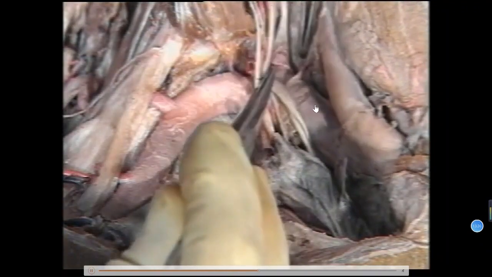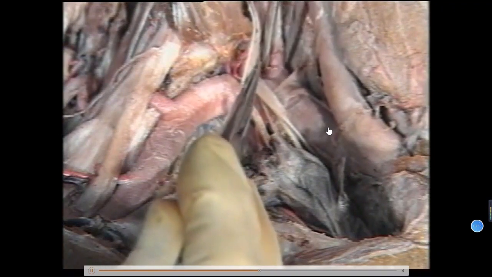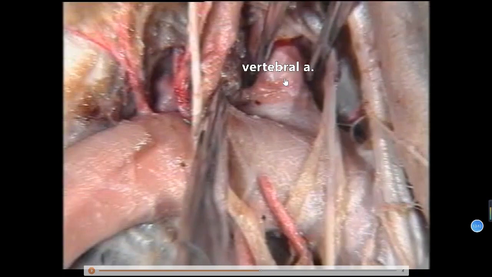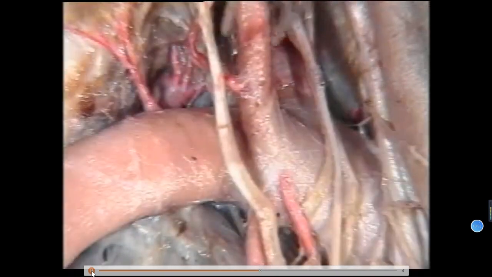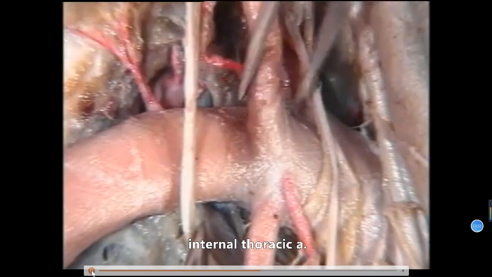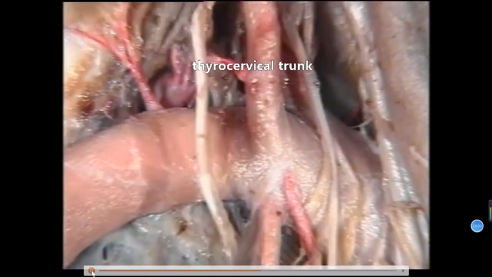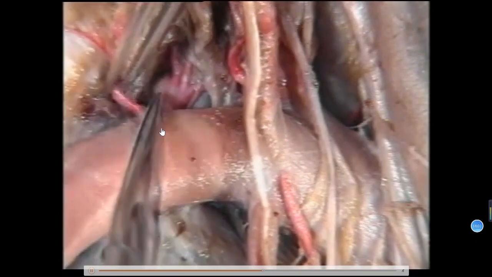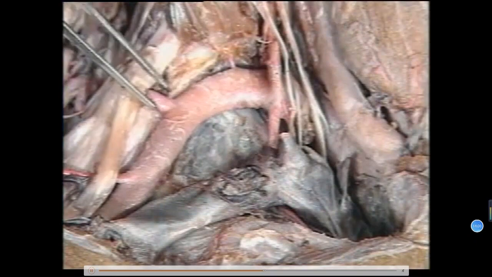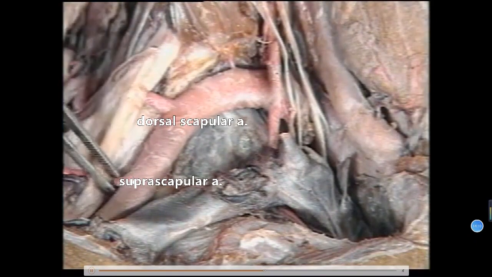Put it upward, then we will look for these branches of the subclavian artery. This branch, and this branch, one, two, three, they are branches from the first part. Now this is the vertebral artery, going to the brain. Internal thoracic artery, cervical trunk. This is the second part. Costocervical trunk. Then other arteries from here.